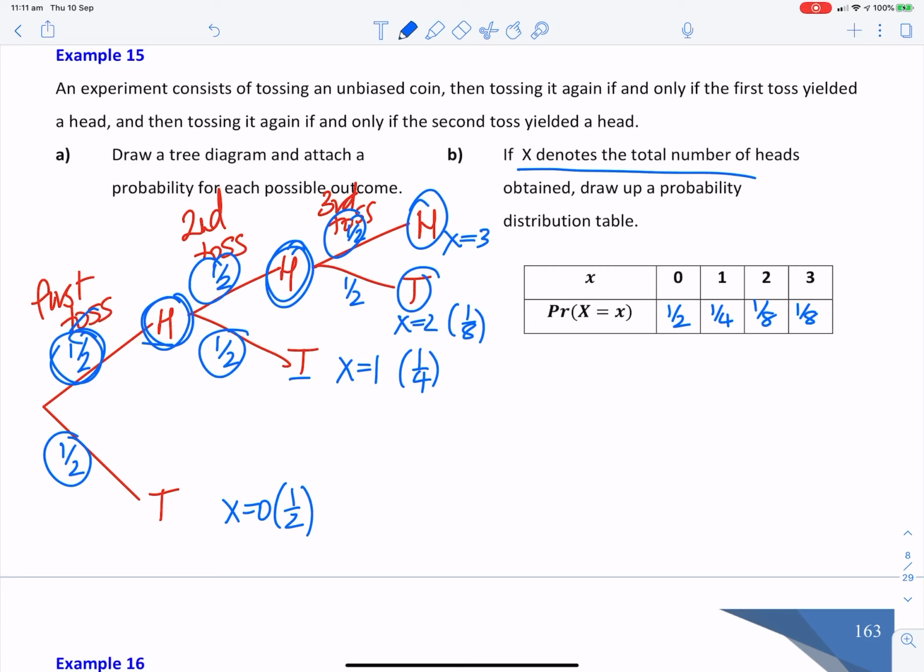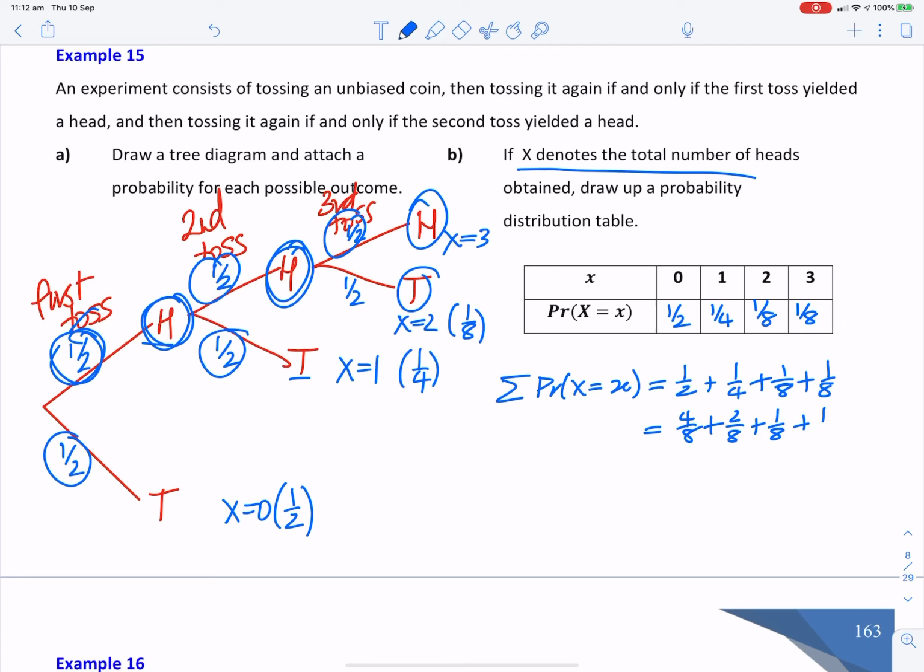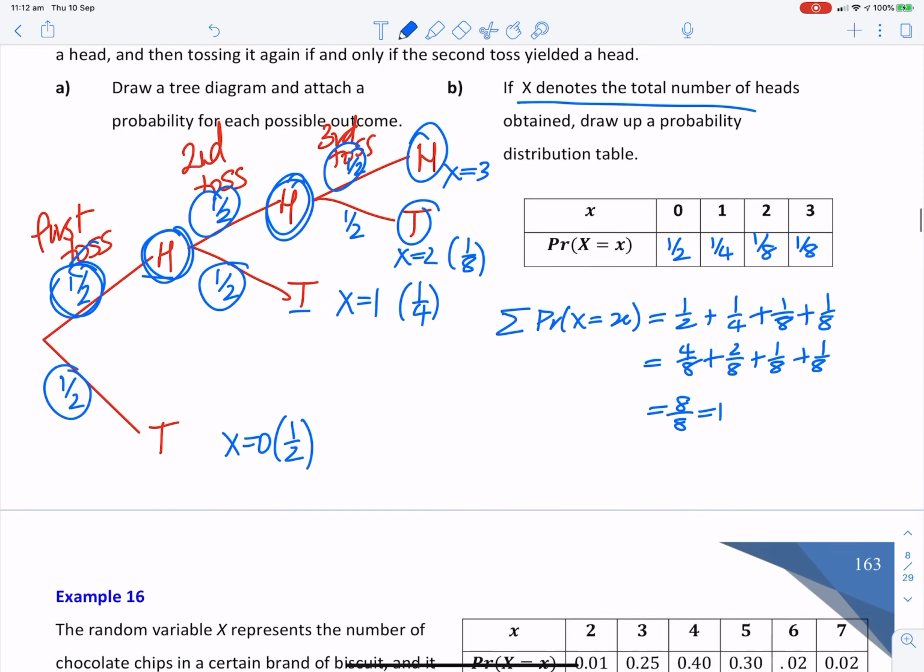We can check and make sure they all add up to 1. So a half plus a quarter plus an eighth plus an eighth, which is 4/8 plus 2/8 plus 1/8 plus 1/8, which is 8/8, which is 1. So we know it's a probability distribution.